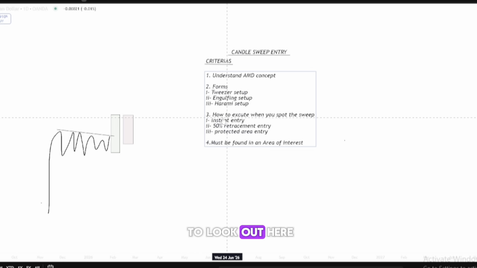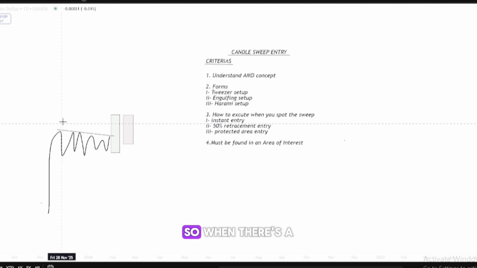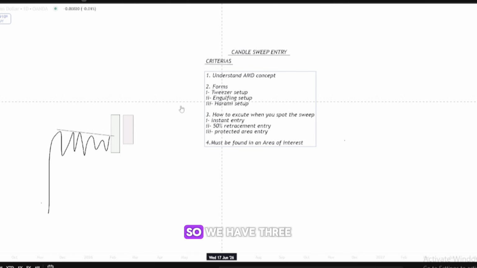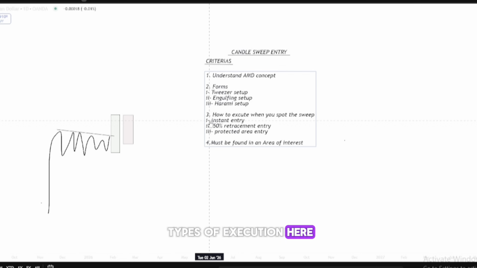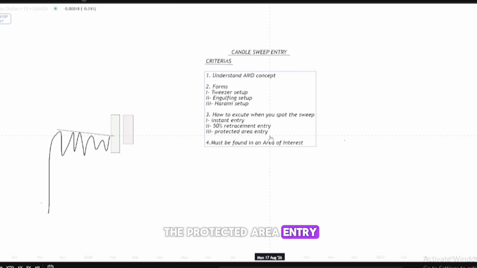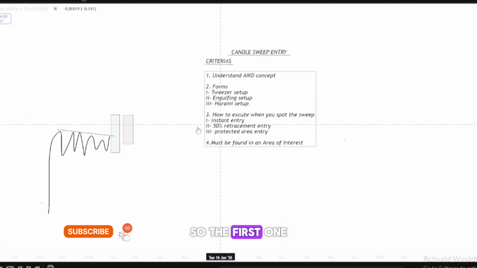Now, the third thing to look at here is how to execute when you spot the sweep. So when there's a sweep, you've seen the candlestick appear. How do you execute? So we have three types of execution here: the instant entry, 50% retracement entry, and the protected area entry. I'm going to show you examples on all three of them, right? So the first one is the instant entry.